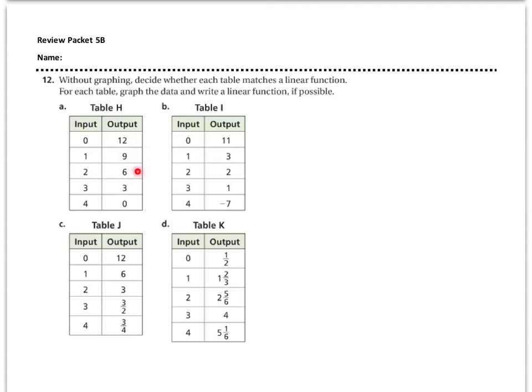So this goes down by 3. Every output goes down by 3, so that means this is the input. So you have to graph this and write the linear function. What's the pattern between those two? So write the function. How about this? Is the difference constant, or does it go up or down constantly? If not, that's not a linear function, so you don't have to graph it. And that's Lesson 5.8.